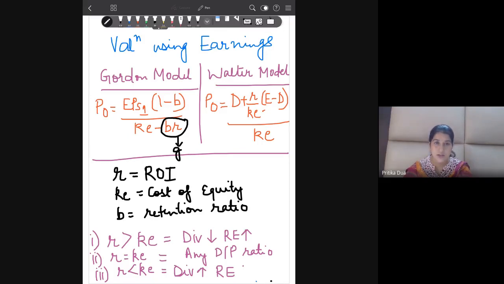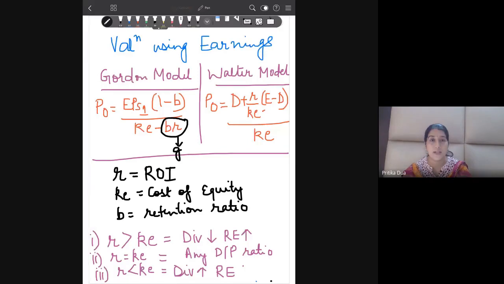D is the dividend, R return on investment, E is the earning per share. Okay, I hope you remember Gordon model में हमने ये भी करा था that a bird in hand is better than two in bush. So because you are foregoing something which is a certain earning. So if the company is retaining the earnings, it should pay out more value in the future to the shareholders.